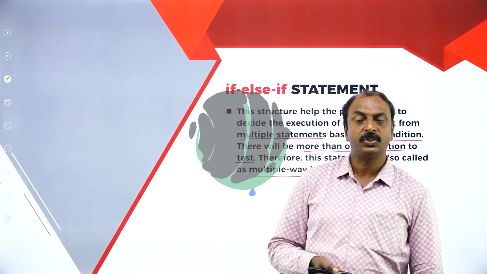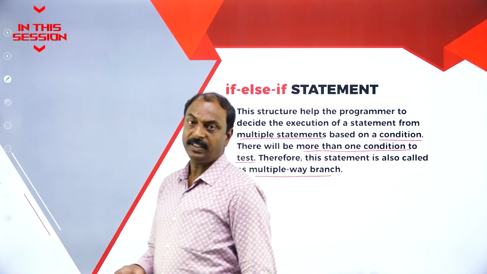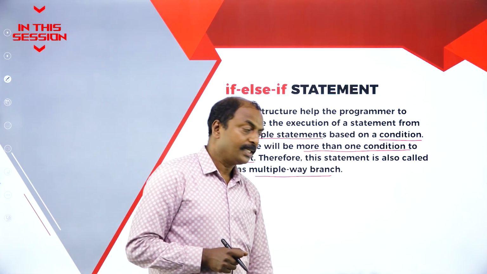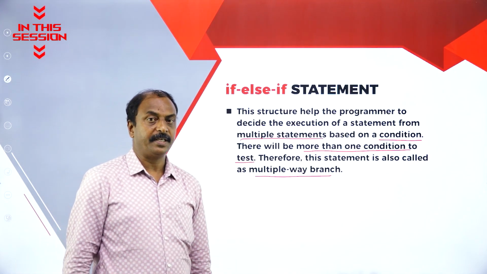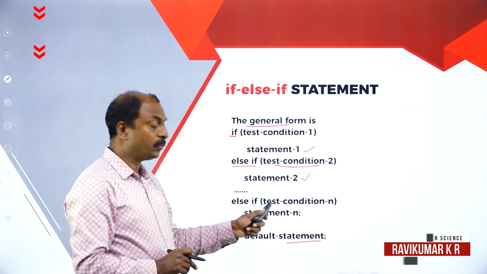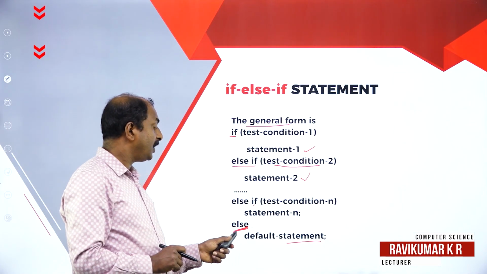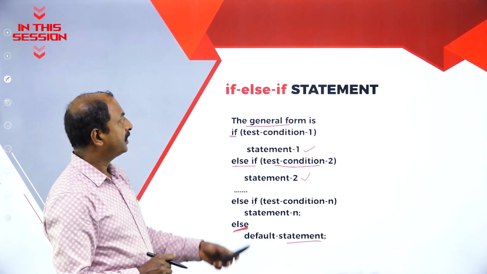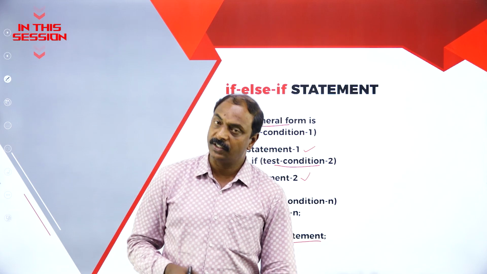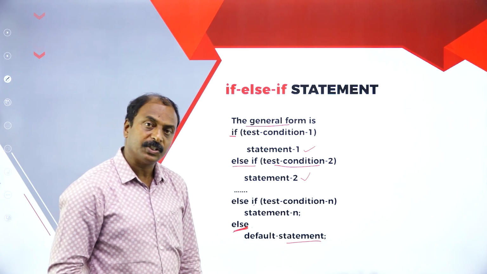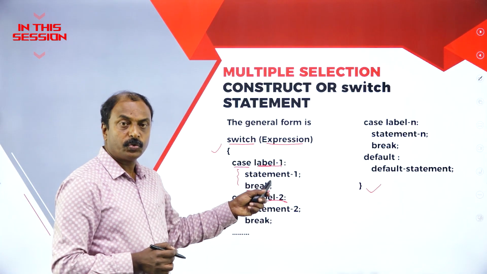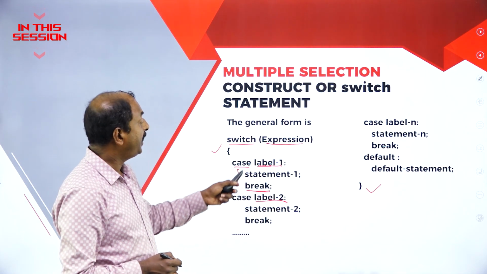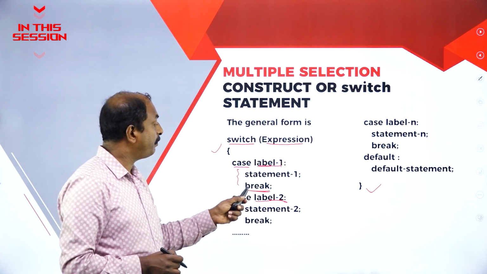If simple if is called one-way branching, if else is two-way branching, and if else if is called a multiple way branch statement. If all of them are not true, then it is going to execute the default statement or last statement. So this is the syntax, or general form, of the if else if construct. The break statement is used to come out of these case labels. So each case label must have a break statement.